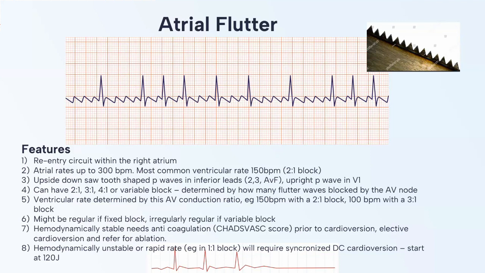There is such a thing also as a variable block. So sometimes you might see, like in this figure up here, 2 P waves and then a QRS, 2 P waves, a QRS, and then 3 QRS, 3 QRS, and then 4 QRS. So that's what you call a variable block. So it's not a fixed block. Beat to beat, there's some variation with the block.